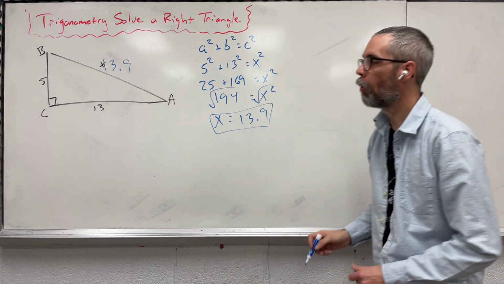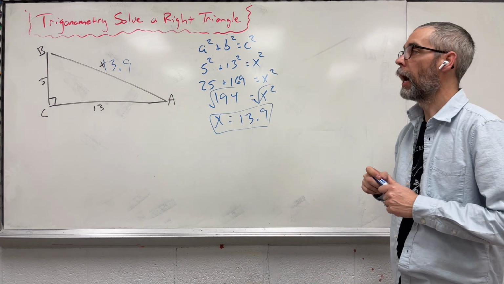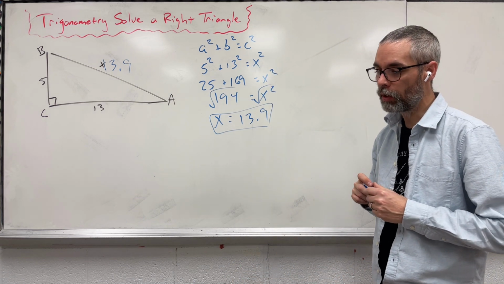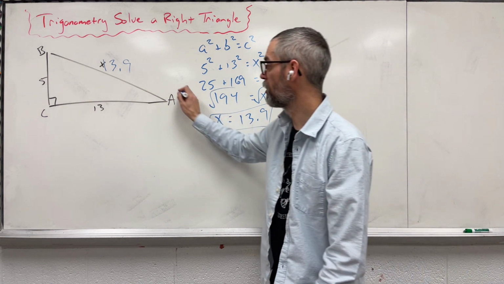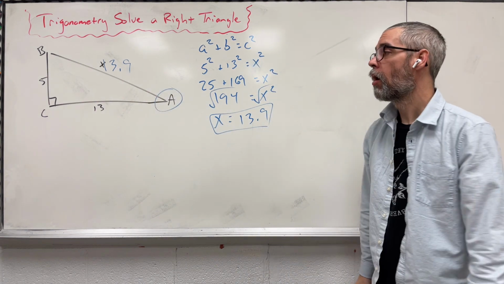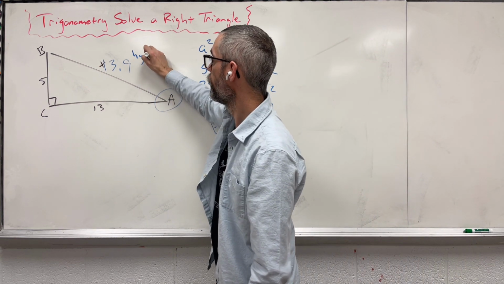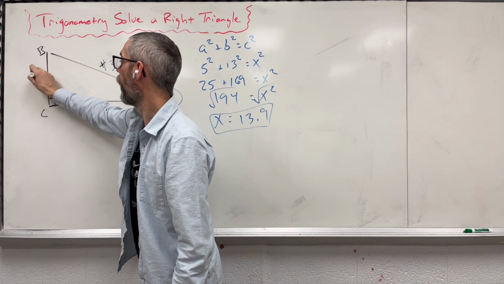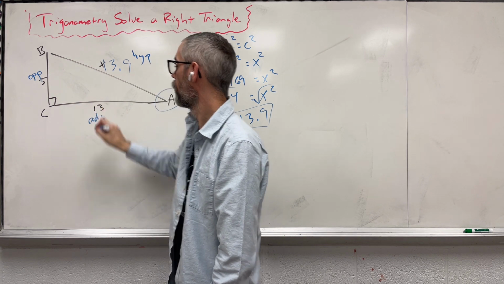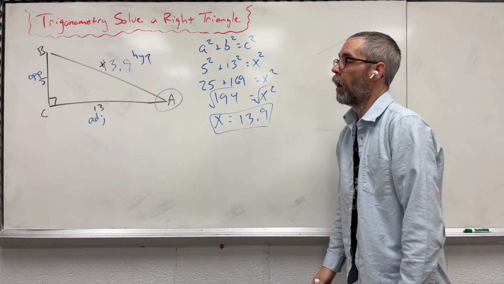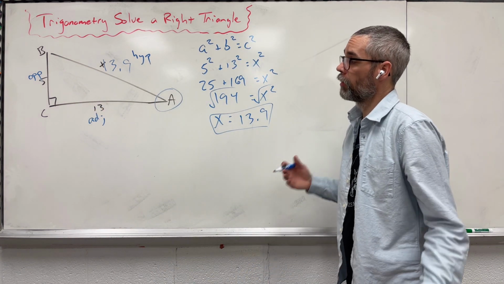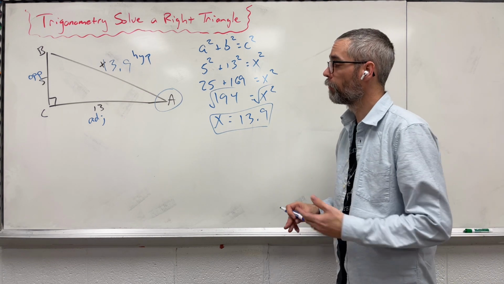Now we need to figure out what our two angles are. I don't really care where we start. I'm just going to say, let's start from A. From A, we could label all of our sides. Hypotenuse, opposite, adjacent. And we need to come up with our ratios, come up with our fractions.